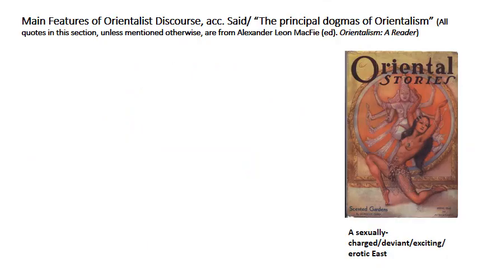Now, we're getting to the meat of the whole issue, the central part of this lecture and discussion, which is basically what does Said delineate as the main features of Orientalist discourse, or the principal dogmas of Orientalism.